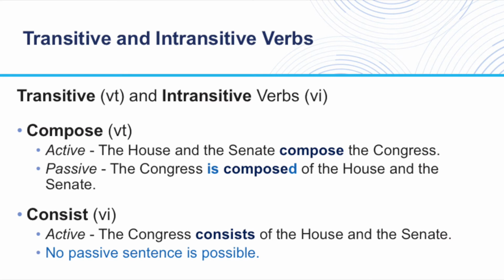Now look at the verb consist. It is an intransitive verb. Look at the sentence. The Congress consists of the House and the Senate. It is followed by a prepositional phrase, of the House. It cannot be passive. This sentence is the only way to say this meaning with the verb consist.